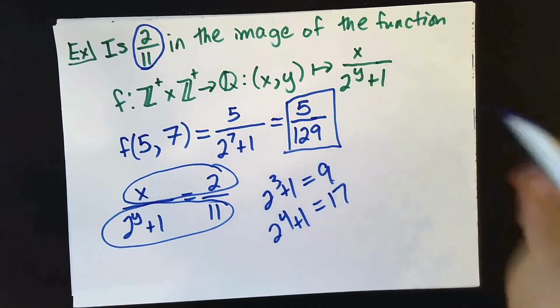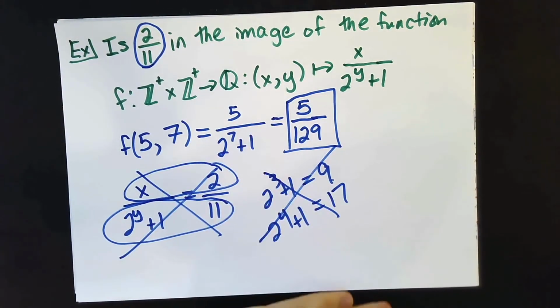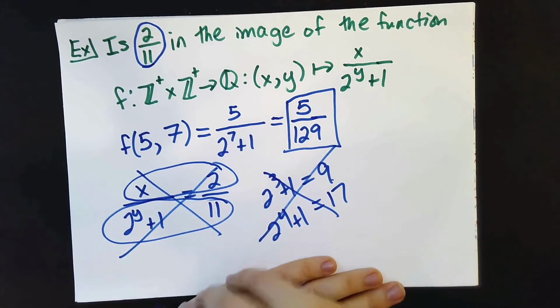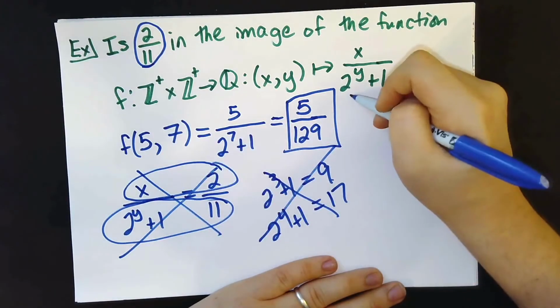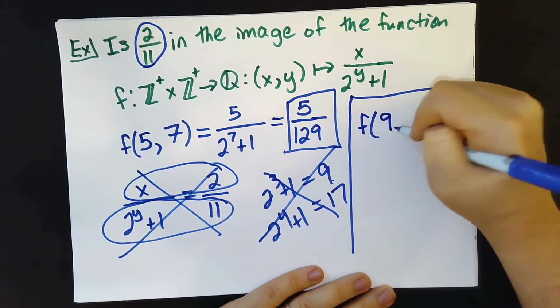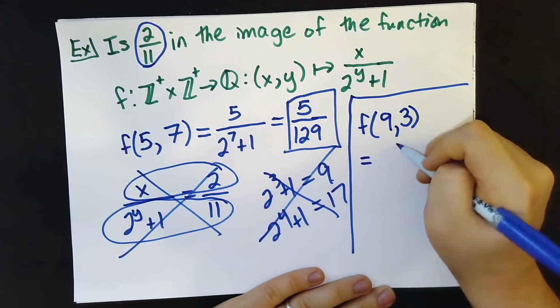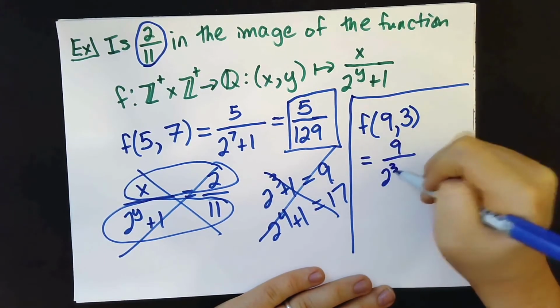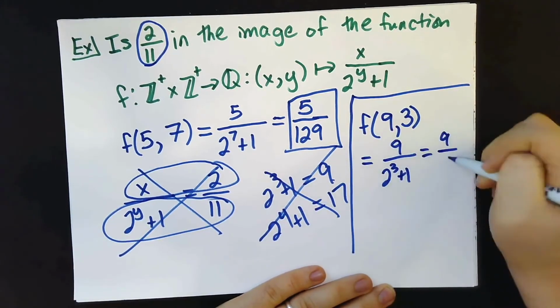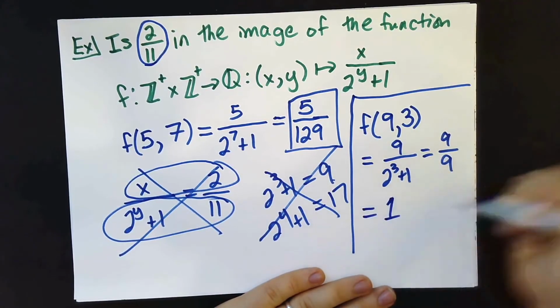But I want to warn you, rational numbers are slipperier than that. This does not work. Why are rational numbers slipperier than that? Well, because if I were to instead take, for example, f of 9, 3, what will I get? Well, I'll get 9 divided by 2 cubed plus 1, which is 9 over 9. But I would very rarely think of the rational number 9 over 9 as being 9 over 9, because in fact, that happens to just be 1.